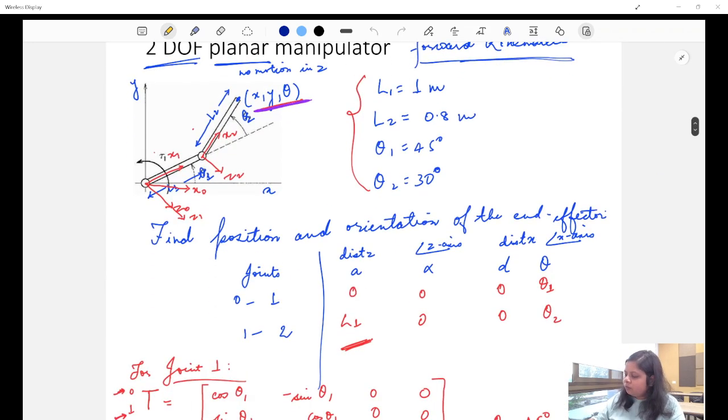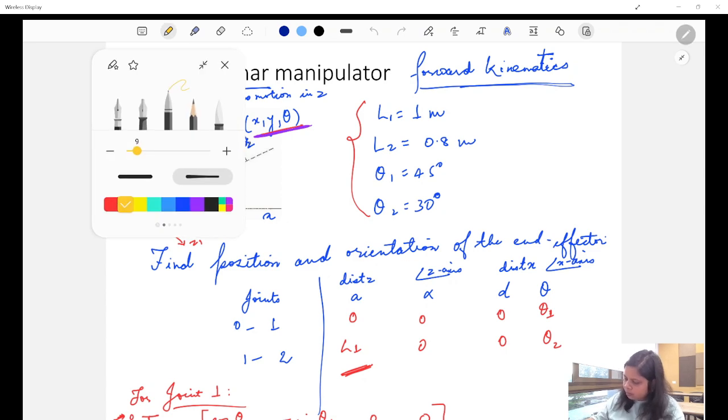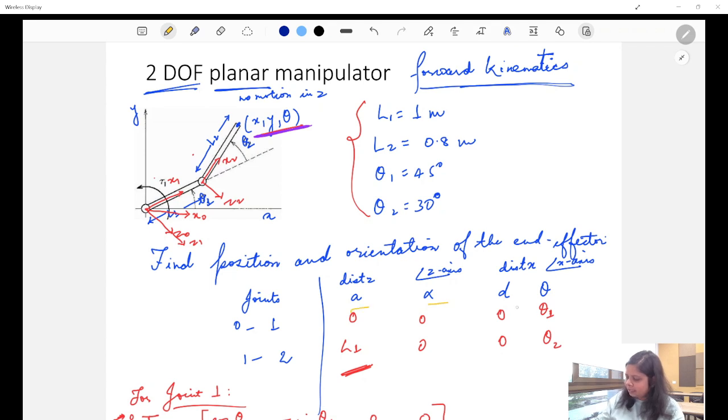So we worked for a two DOF manipulator. This is the example, I would just reiterate. Here we had A, alpha, D and theta, where A was the distance between the z-axes, alpha is the angle between the z-axes, D is the distance between the two x-axes, and then we have the angle which is theta. So here are the four parameters A, alpha, D and theta.